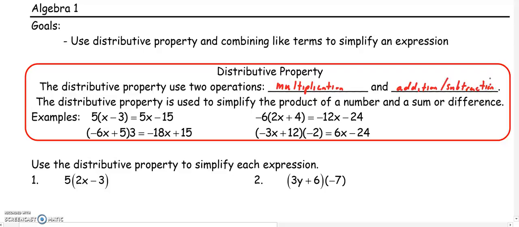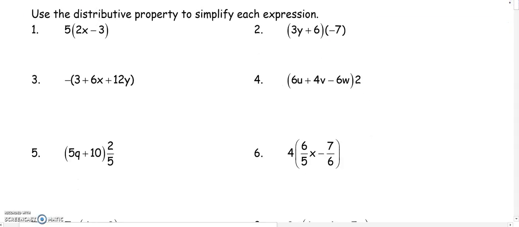So the distributive property is used to simplify. So when there's a number or a variable outside of the parentheses, we're going to multiply inside the parentheses to get our result. So let's try some using the distributive property. So in number 1, there's a 5 outside the parentheses. We're going to distribute. So we're going to multiply both terms by 5.